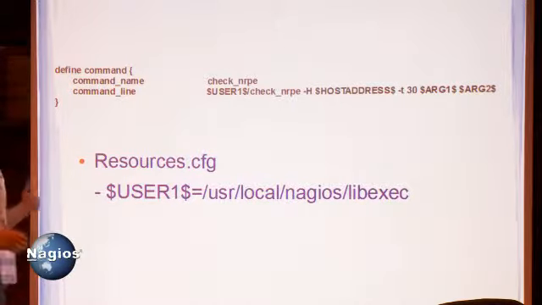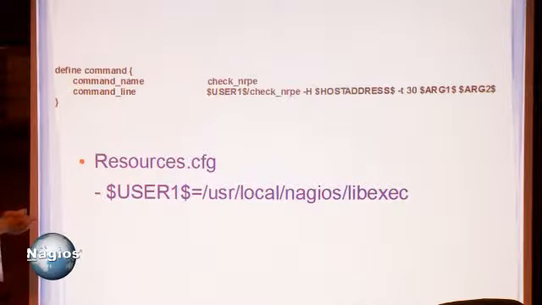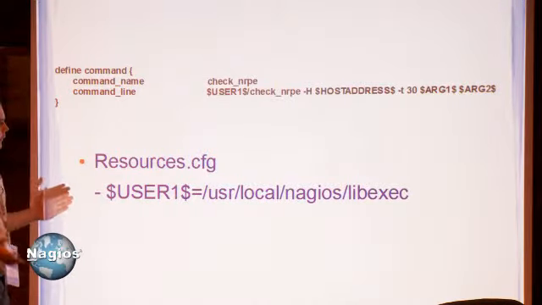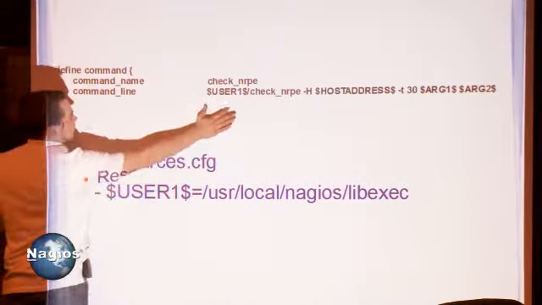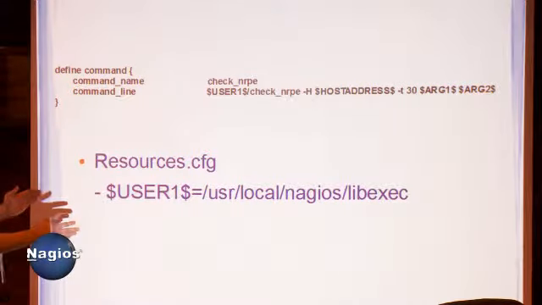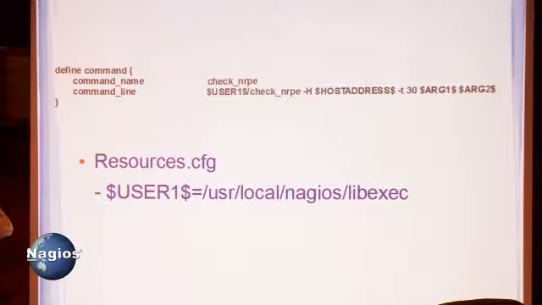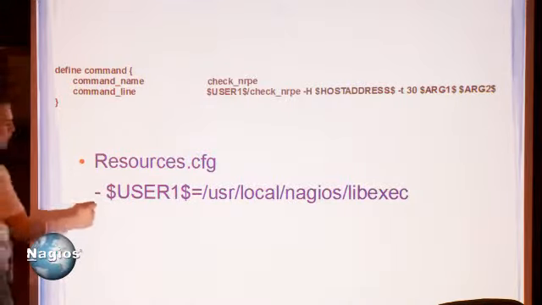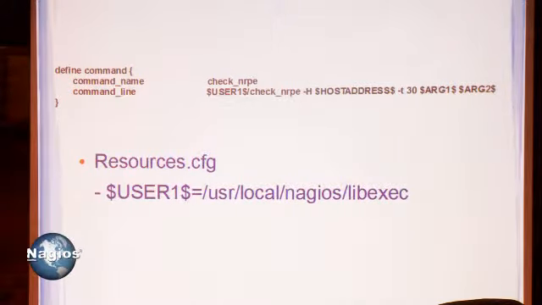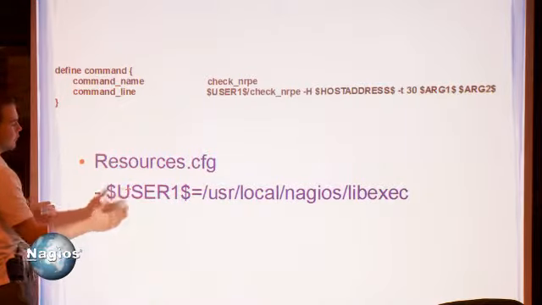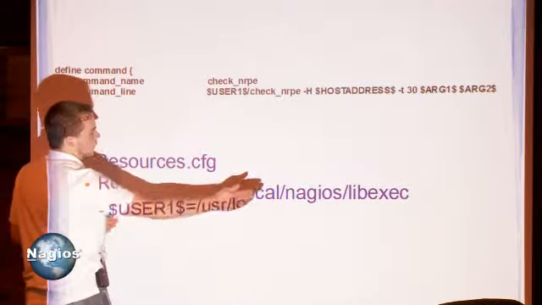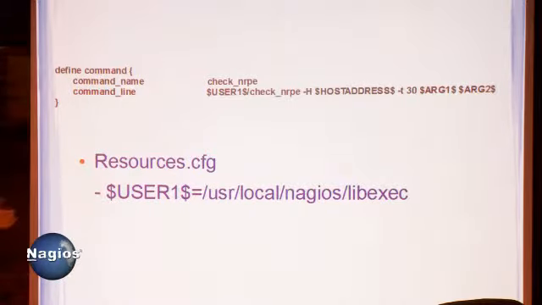Generally with your command definitions, at least in a default installation, you will always have $USER1$ at the beginning here. What that's saying is we're using the USER1 macro, and this is called a user macro. Within Nagios, there's a resource.cfg file where you can custom define any of these user macros. I don't remember off the top of my head how many you can have. It's in the hundreds though, I believe. So for instance, USER1 here on every default install is going to say /usr/local/nagios/libexec, and that's the directory that all of our plugins are going to be located in.